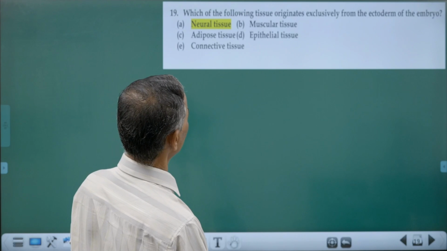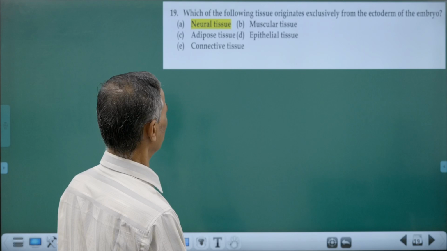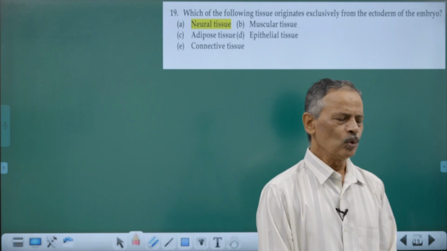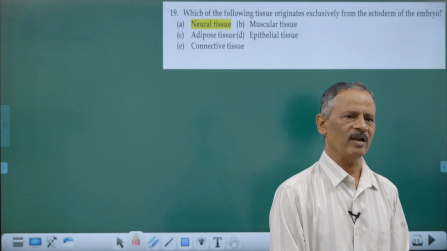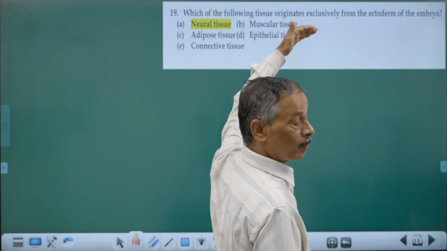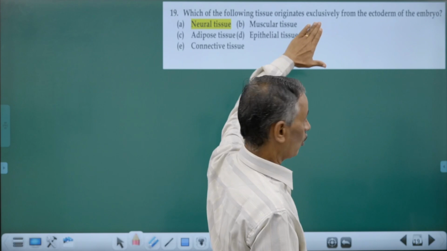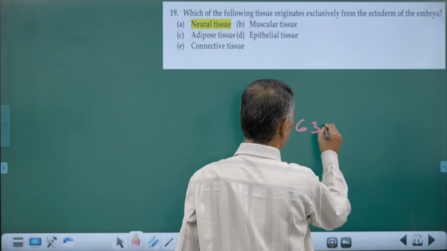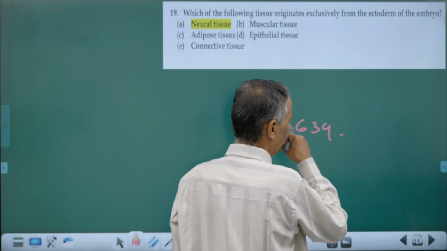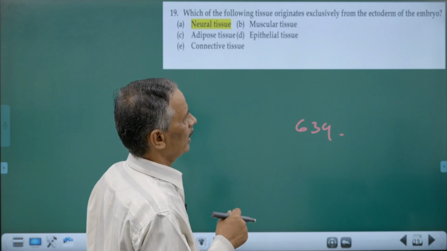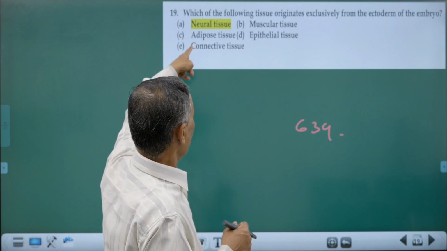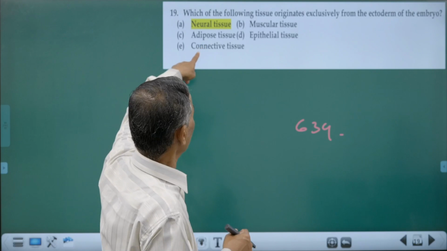Which of the following tissue originates exclusively from the ectoderm? Ectoderm gives rise to the nervous tissues, nerves, ganglia, etc. Muscular tissues are the majority of the 639 muscles in our body. Only 2 are ectodermal, I told you, the iridial muscles and ciliary muscles. All others are mesodermal. Adipose tissue, connective tissue, mesodermal.